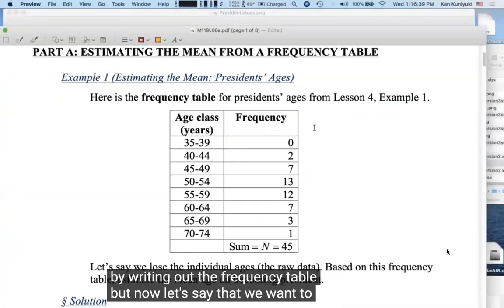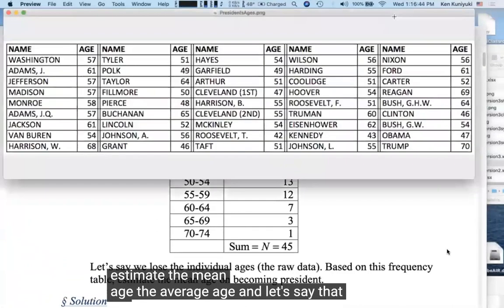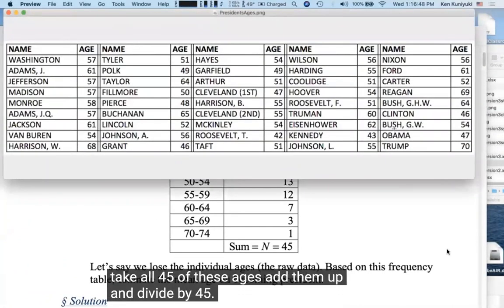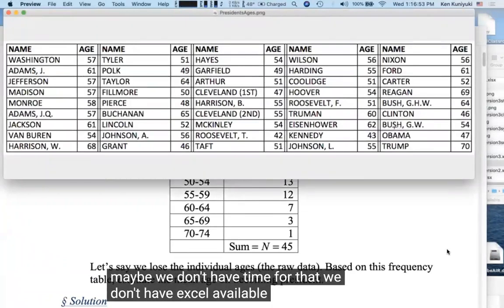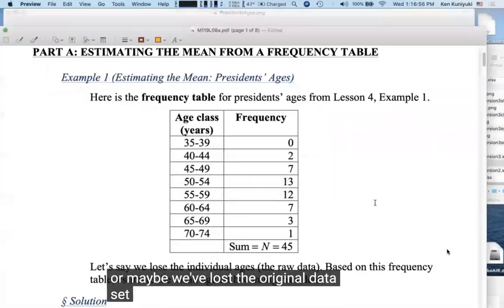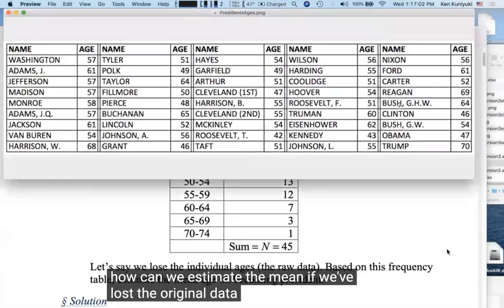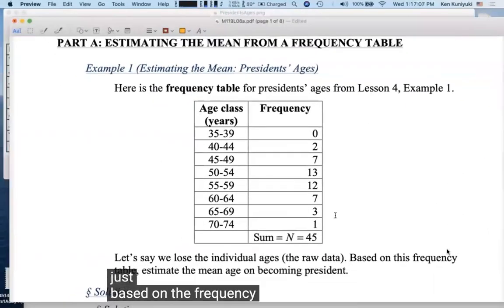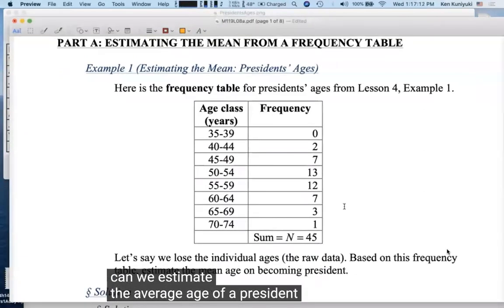But now let's say that we want to estimate the mean age, the average age. And let's say that we don't want to take all 45 of these ages, add them up and divide by 45. Maybe we don't have time for that. We don't have Excel available. Or maybe we've lost the original data set and we're left with this frequency table. So if we just have the frequency table, how can we estimate the mean? Based on the frequency table alone, how can we estimate the average age of a president on becoming president?